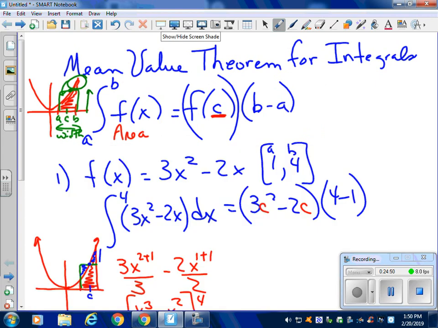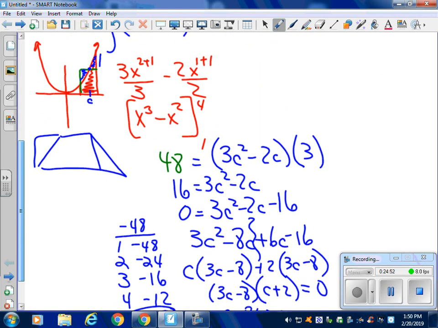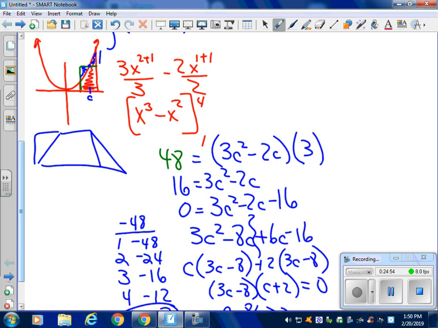Okay, when I integrated this problem, I told you this 48 stood for the area under the curve, correct? And then I divided that 3 over here, and I got this 16. That 16 is the height of that rectangle, because that 3 is the width. We talked about that, right?